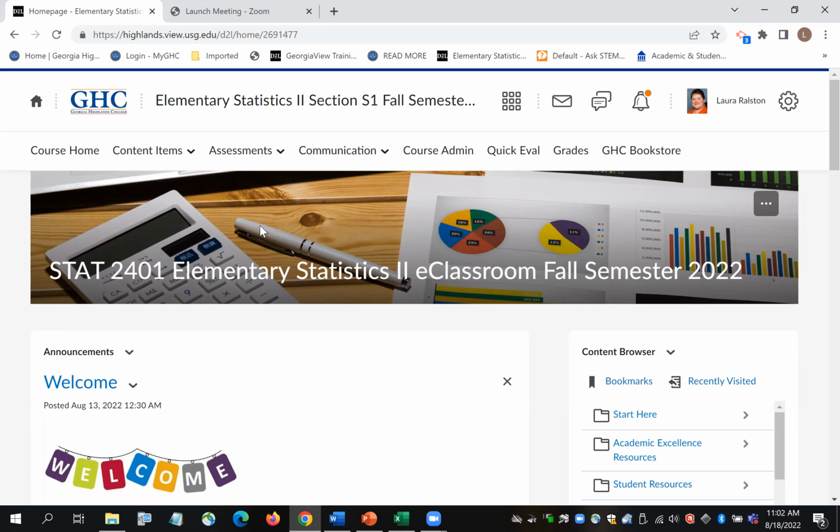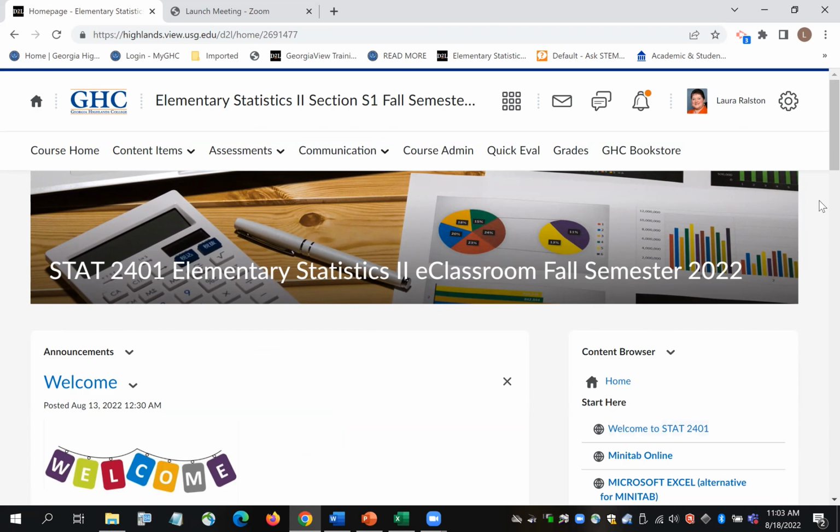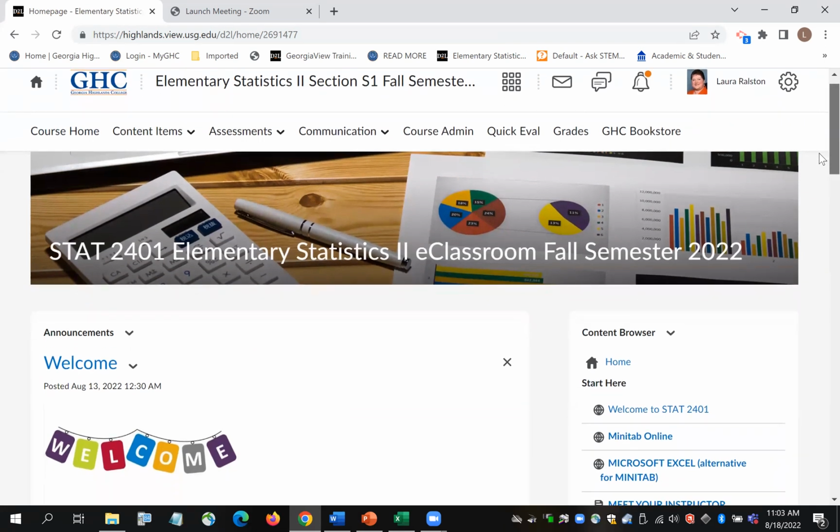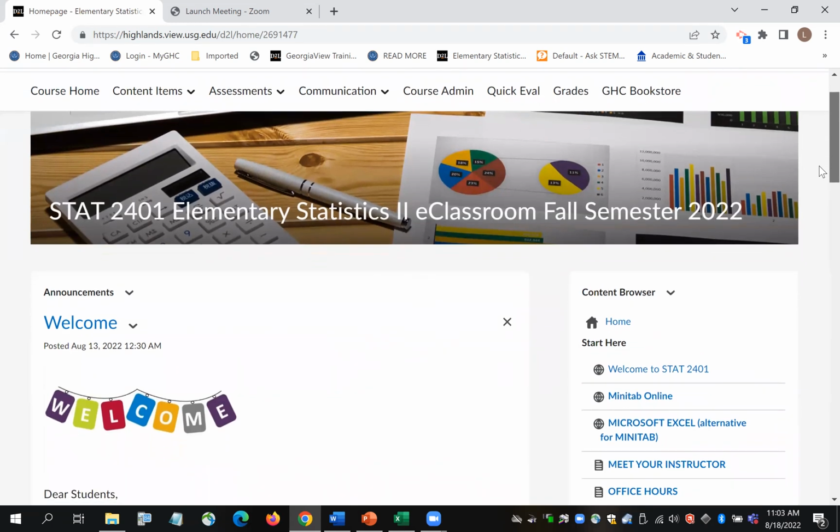I just have one question. You said that when we get our Minitab, what was the day that it was going to open up again, or that we'll have access to that? The day that you'll have access to Minitab will be next Wednesday, which is August the 24th. And once you have it, I'll try to remember to walk through it maybe next Tuesday at the end of class, so you'll be prepared to download it.